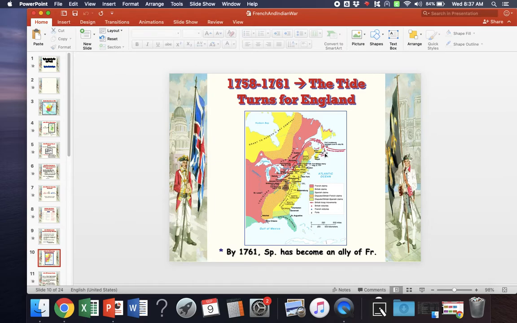So by 1761, Spain is now an ally of France. The tide turns for England. They start to push forward and move towards a victory.